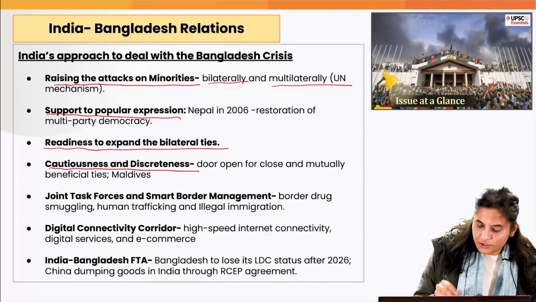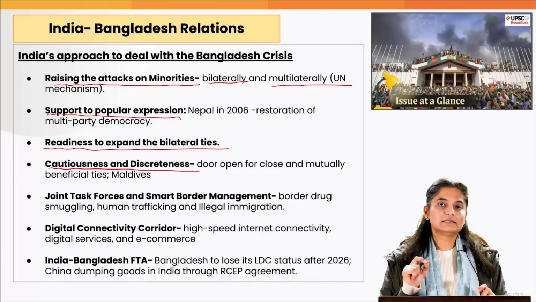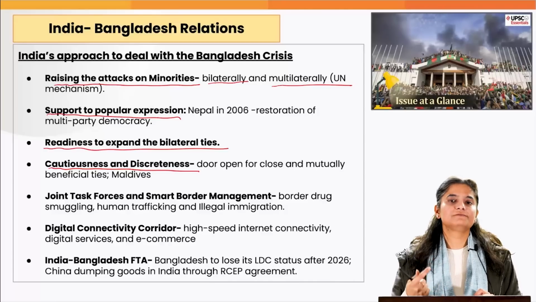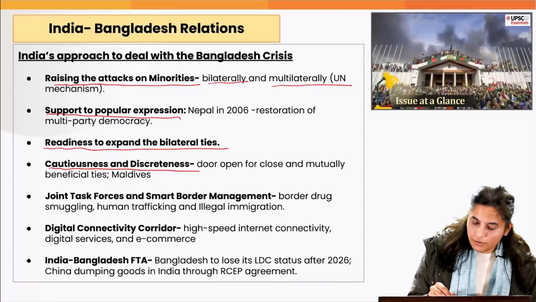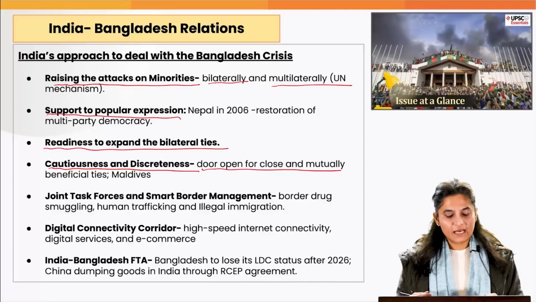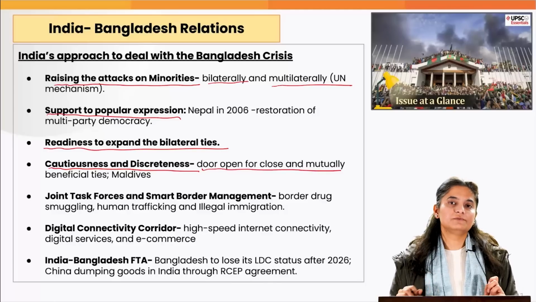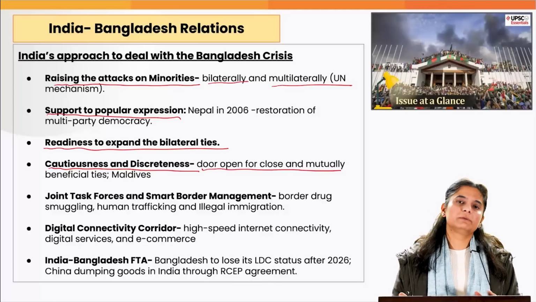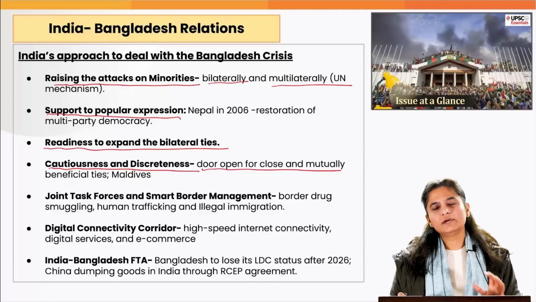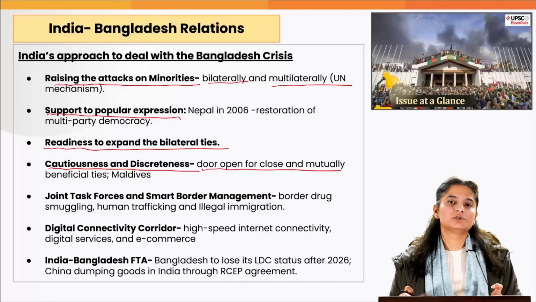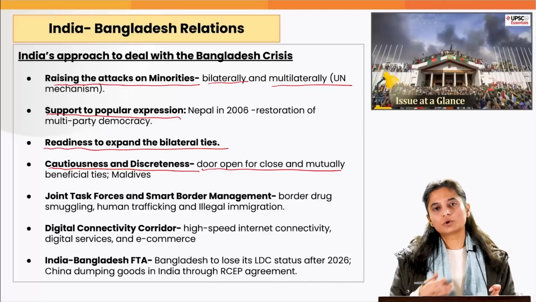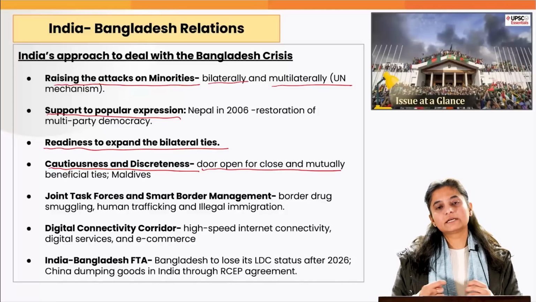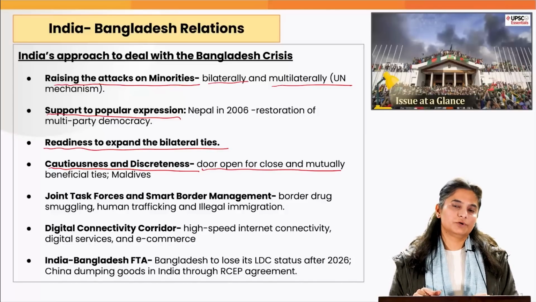Then again, there is cautiousness and discreetness. We need discreet marking of the borders, and discreet solutions to the problems that we have been facing for decades. Probably keep the door open for close and mutually beneficial ties. Now that the situation is not as normal as it was probably a year ago, we have to take into consideration the ongoing situation and talk in terms of mutual benefits, or a mutually agreed situation of the relationship that India and Bangladesh are going to have.